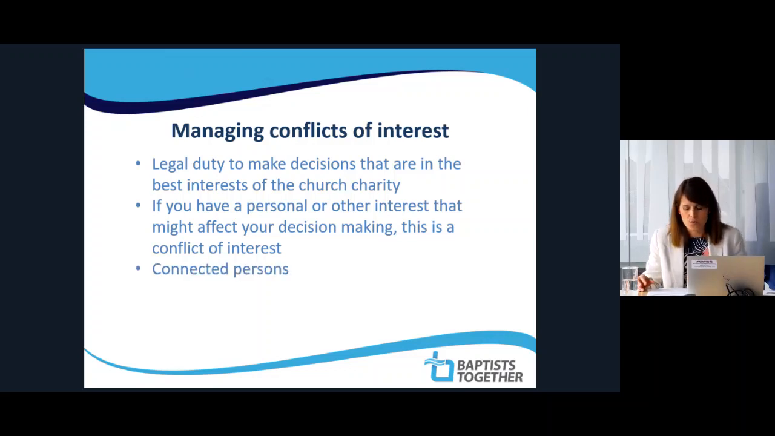A conflict of interest will also apply to connected persons, so not just yourself as the church charity trustee, but also if there's a situation where your child, your parent, grandparent, or brother or sister, or even your spouse or civil partner, or a civil partner or spouse of any of those people I've just mentioned, if they are connected to you and somehow they are involved in a decision or some service to the charity, then that would also be deemed to be a conflict of interest. So that has to be managed.